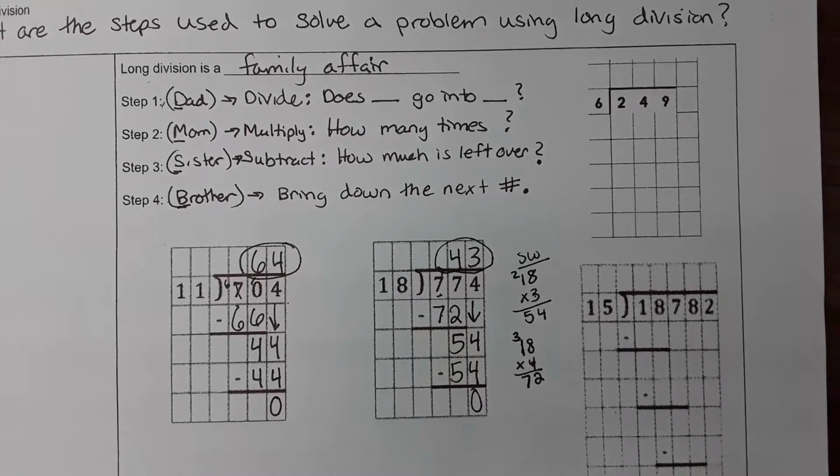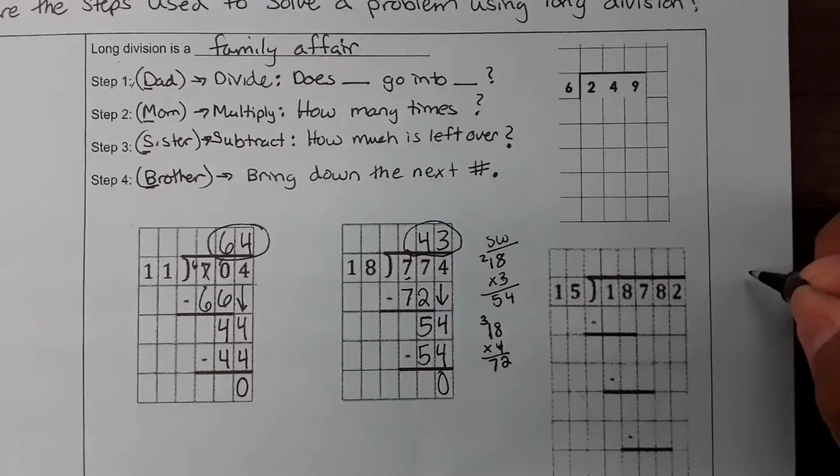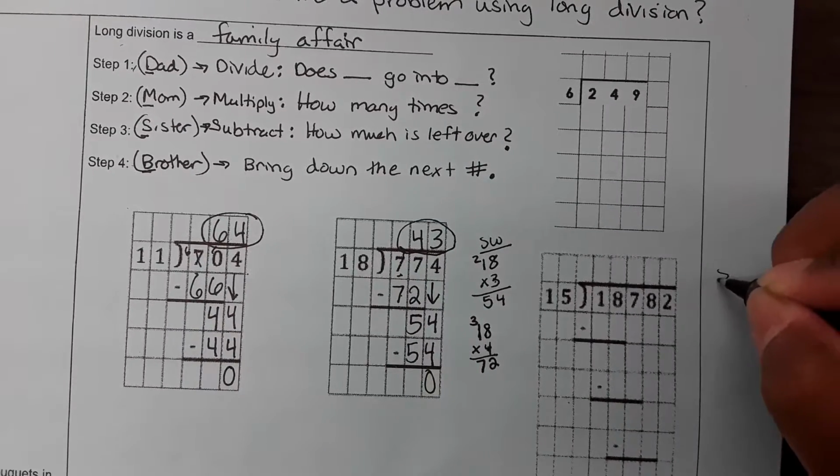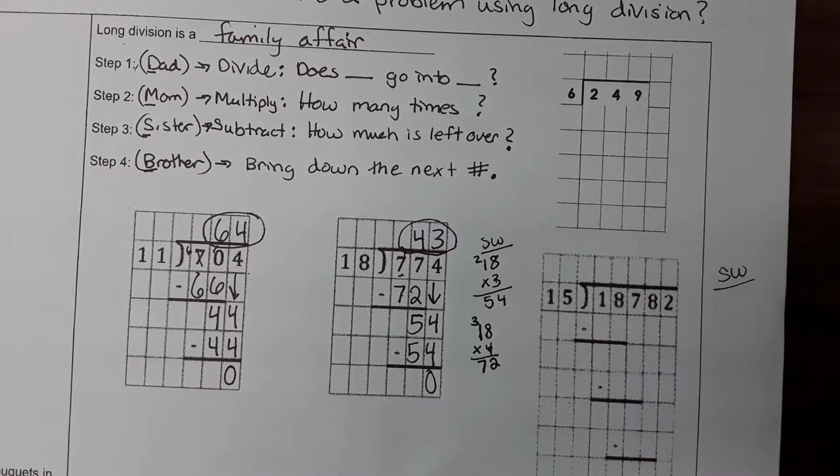15. Now, many of your multiplication charts go up to 15. But if they don't, worry. We always can pull out our sidekick because we are superheroes. Sidekick, side work. That's right. So if I need it, it's over here.